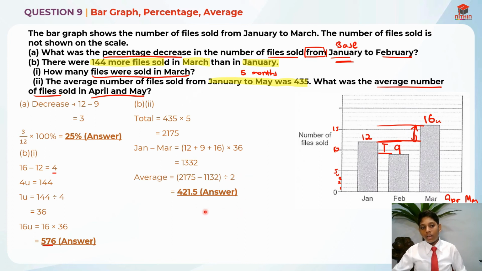So this is the average. Okay, so I hope you understand that. So this is the answer for part B(ii). So I do hope you understood my explanation for the bar graph, percentage, and average in this question.